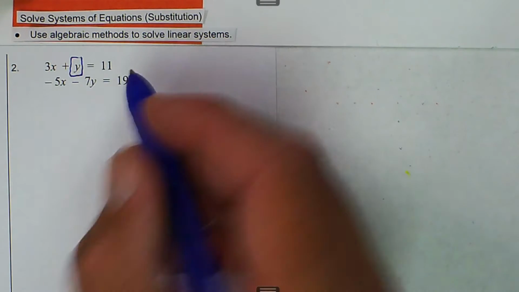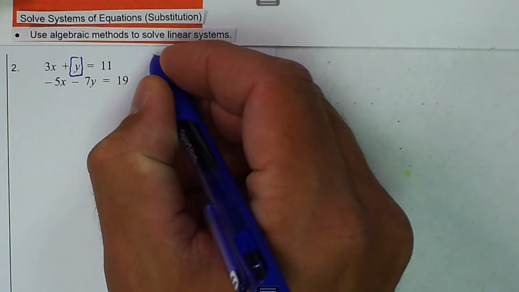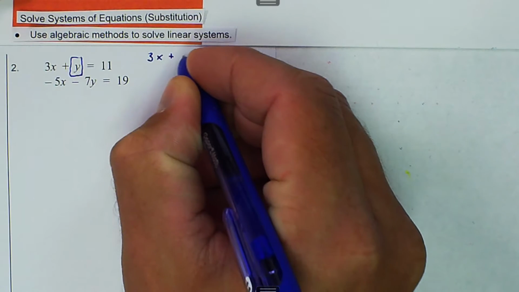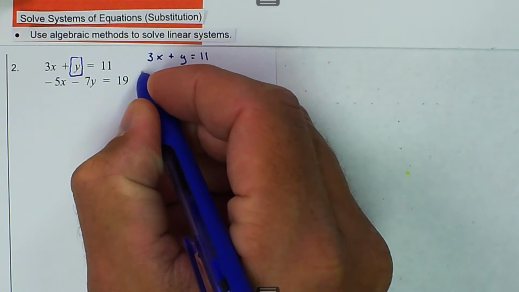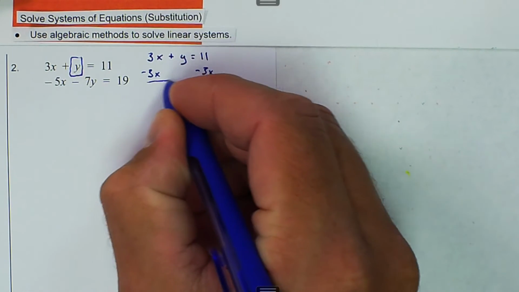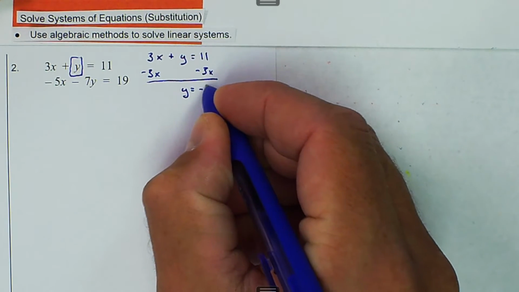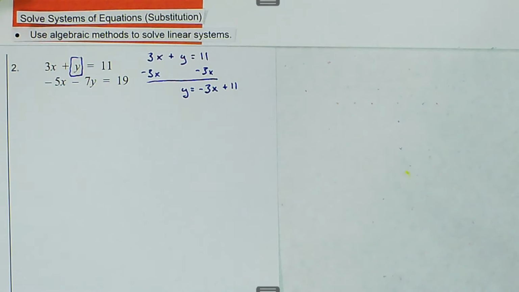So here, we want to solve to get y by itself. So I'm going to just write this equation down over here. So we have 3x plus y equals 11. So we're going to subtract 3x from both sides of the equation, and we get y equals -3x plus 11.